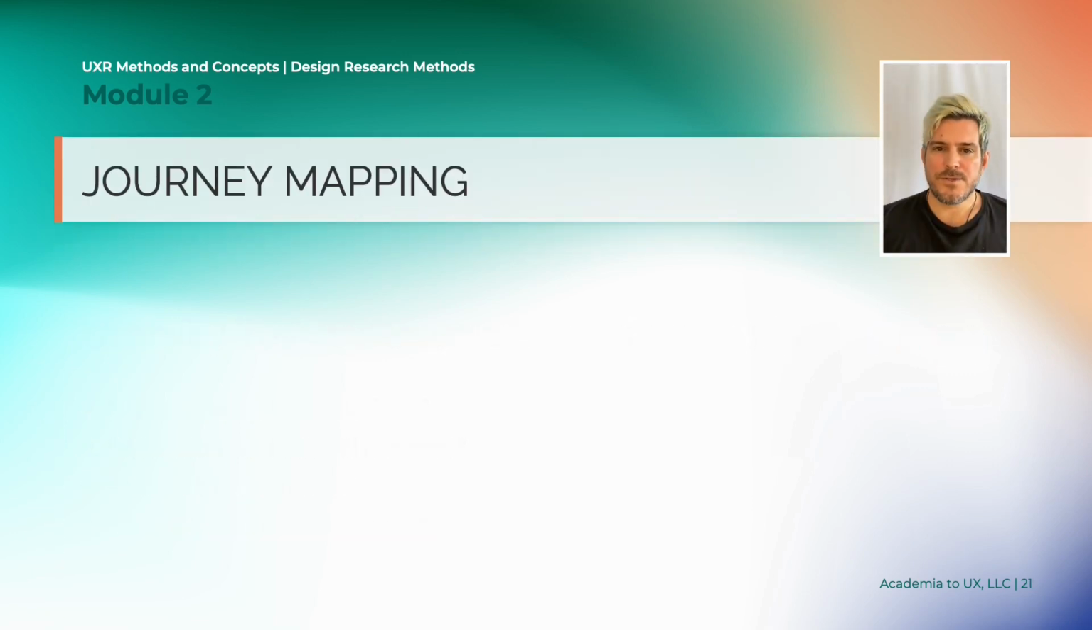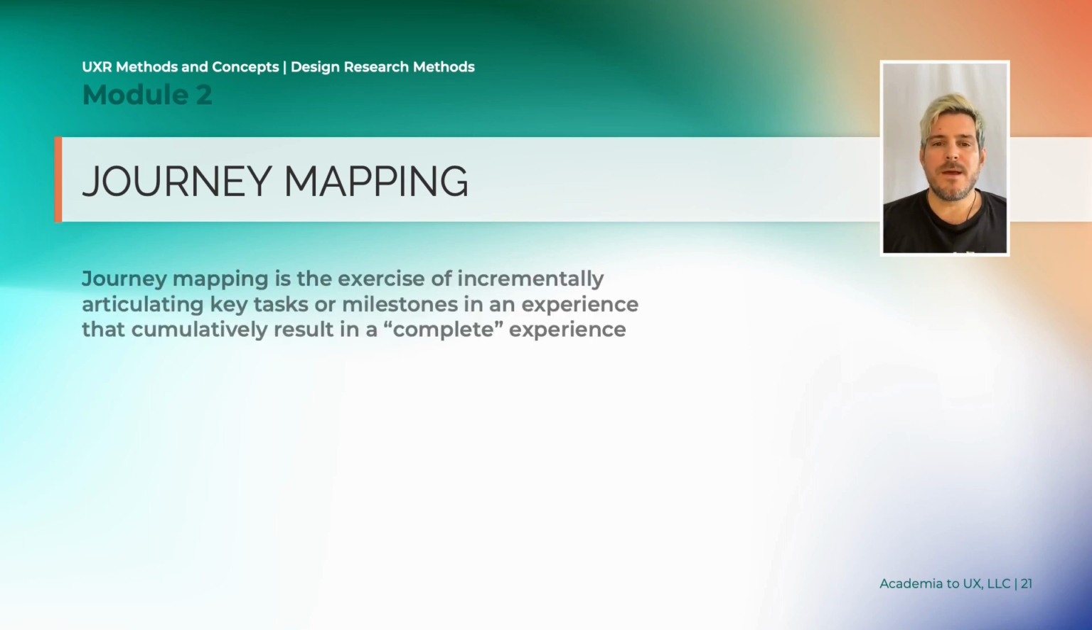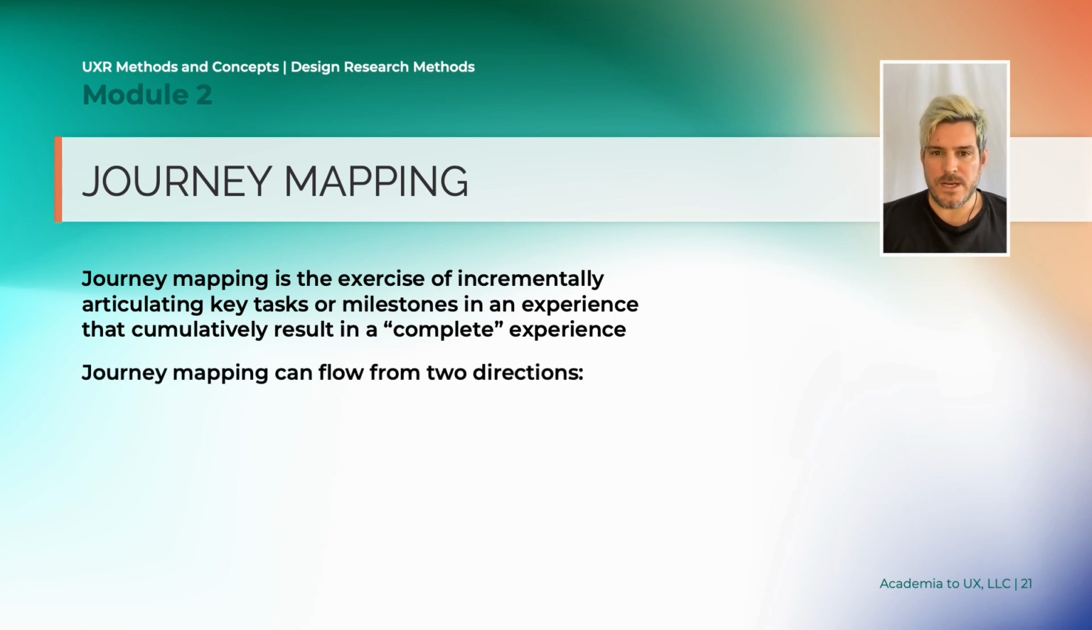Another common design research method is user journey mapping, or simply journey mapping. Journey mapping involves the incremental or stepwise articulation of key tasks or milestones in an experience that cumulatively result in a complete end-to-end experience. You can think of such things as a sign-up experience or a purchase experience as types of stepwise processes a user may go through in order to reach an end state or goal, that is, signing up or purchasing something. Journey mapping can flow from two directions.